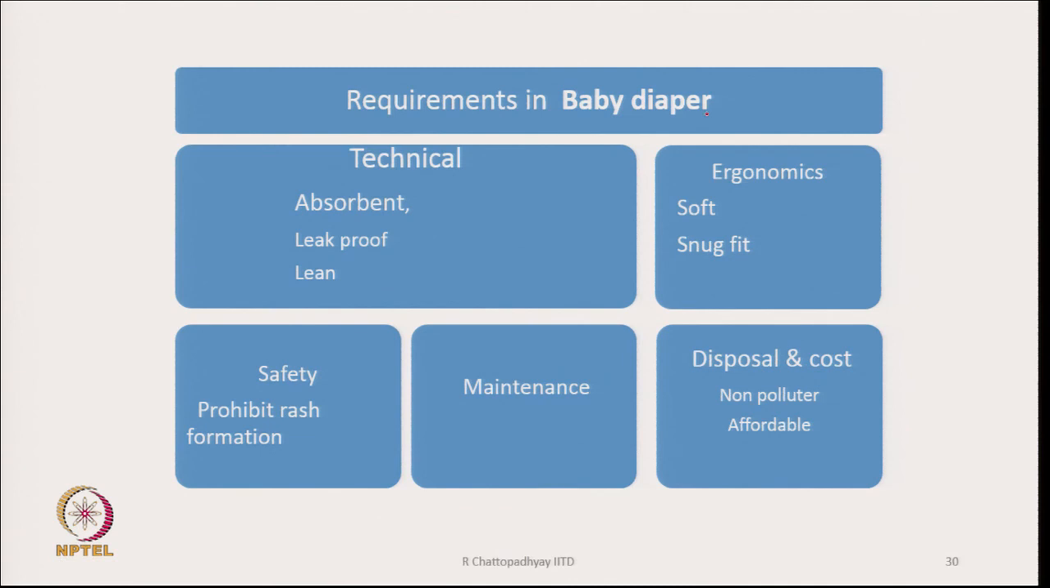Let us say another thing, which is not a complex one: the requirement of a baby diaper. Technical aspects could be absorbency; it has to be leak proof, and lean, not very voluminous. From an ergonomics point of view, it could be soft with a snug fit. From a safety point of view, it should prevent rash formation. Maintenance is not much because these are basically one-use products, and for disposal and cost, it should be non-polluting and affordable. So, these are the requirements or needs of a baby diaper.